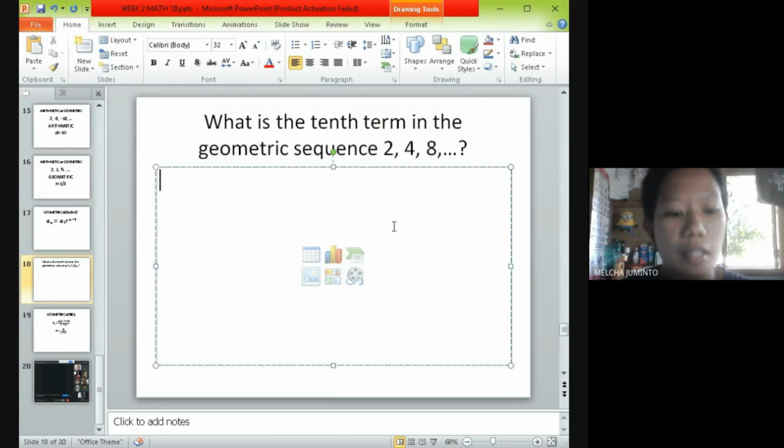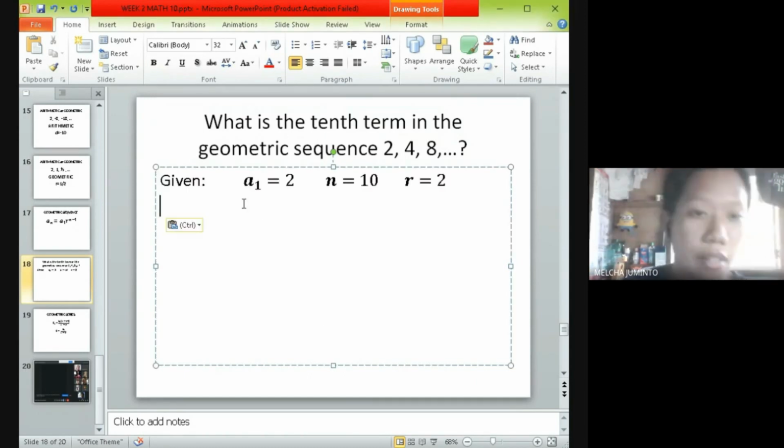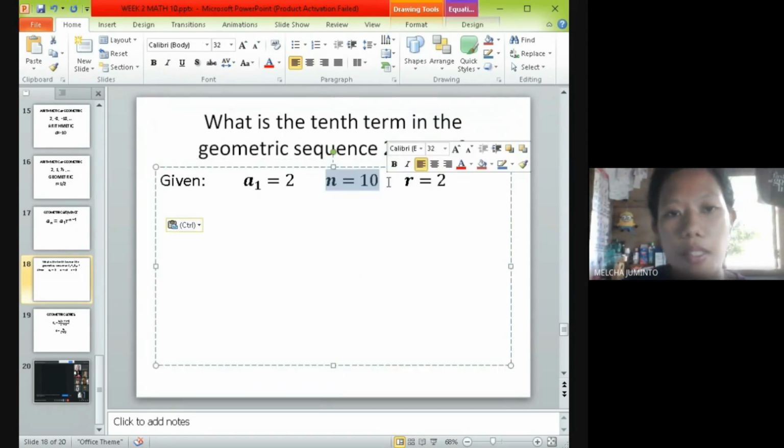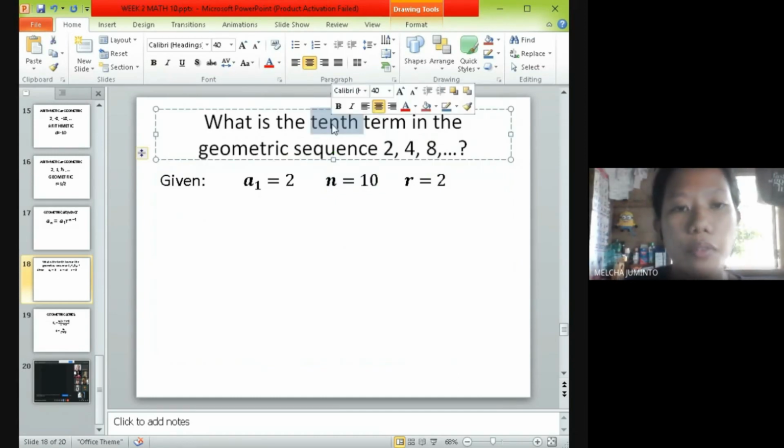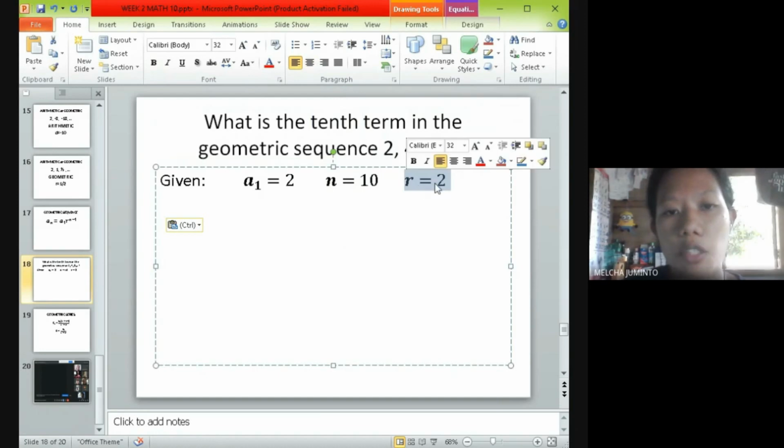So we can start with the given. You can find this in your activity sheets na binigay last Friday. So we have here the given. The first term is 2. The number of terms is 10, from the word 10. So we are looking for the 10th term. And our common ratio is 2.